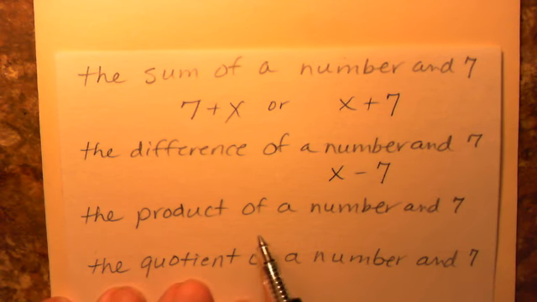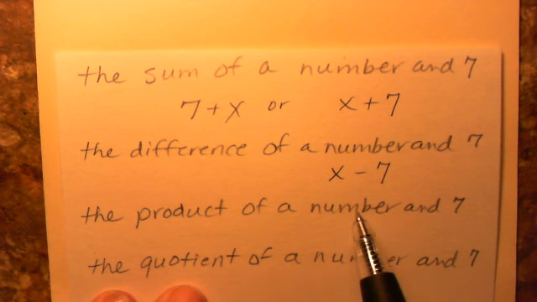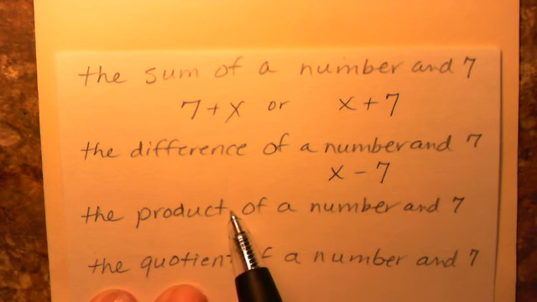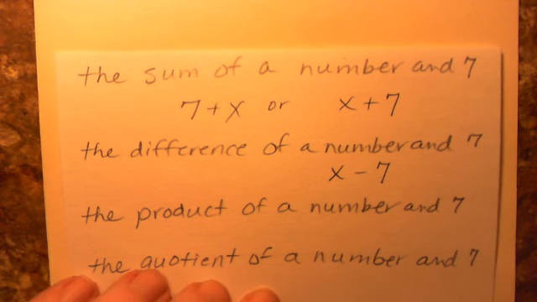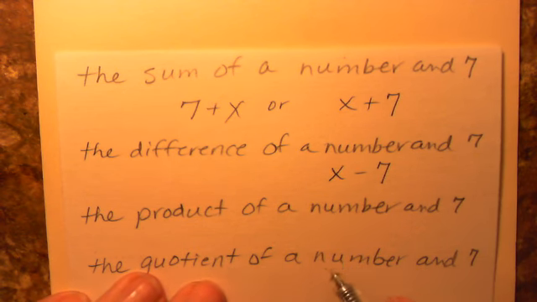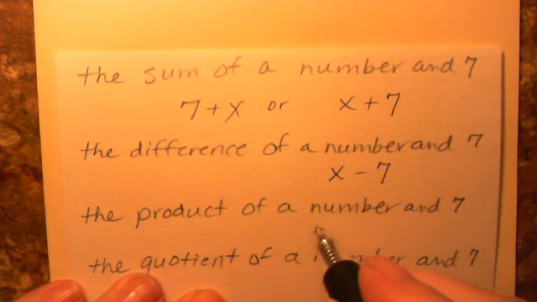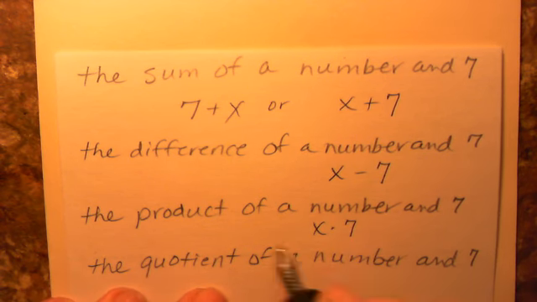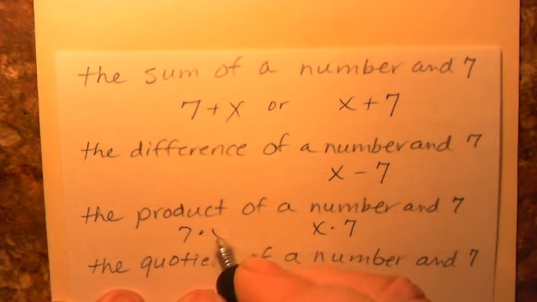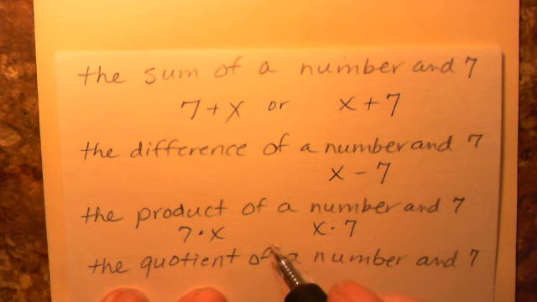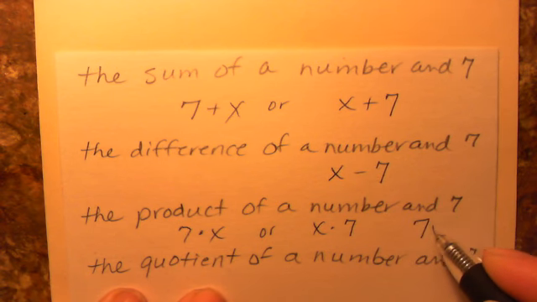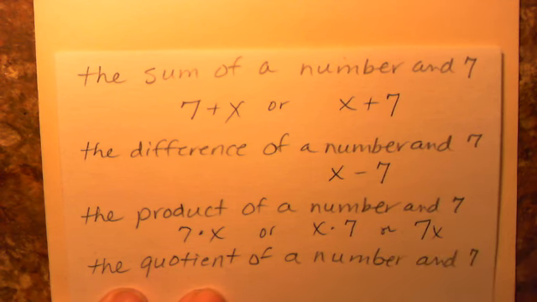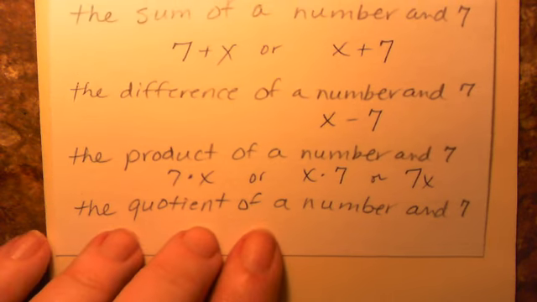The product of a number and 7. The product of means multiply, so if we're going to multiply x times 7, we could say x times 7, or we could say 7 times x, because multiplication is the same in either order. The most efficient way to write this is just to write the 7x together with no multiply sign.